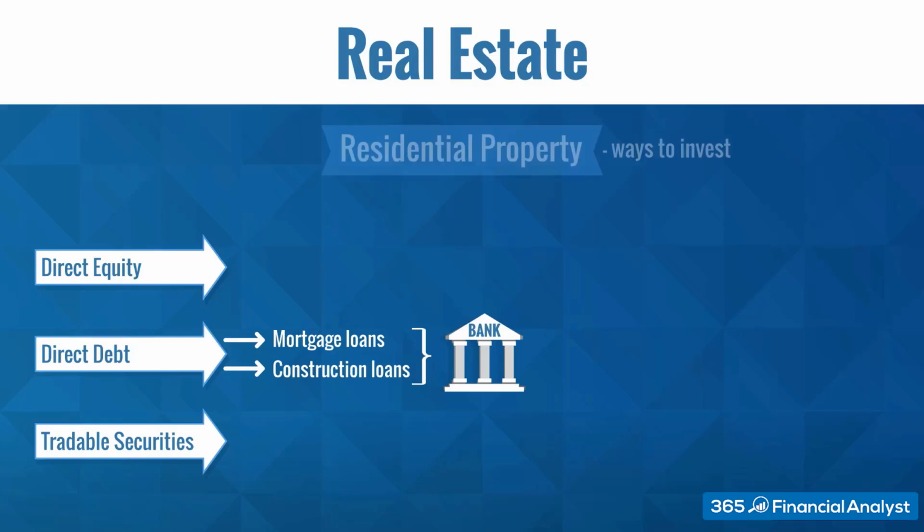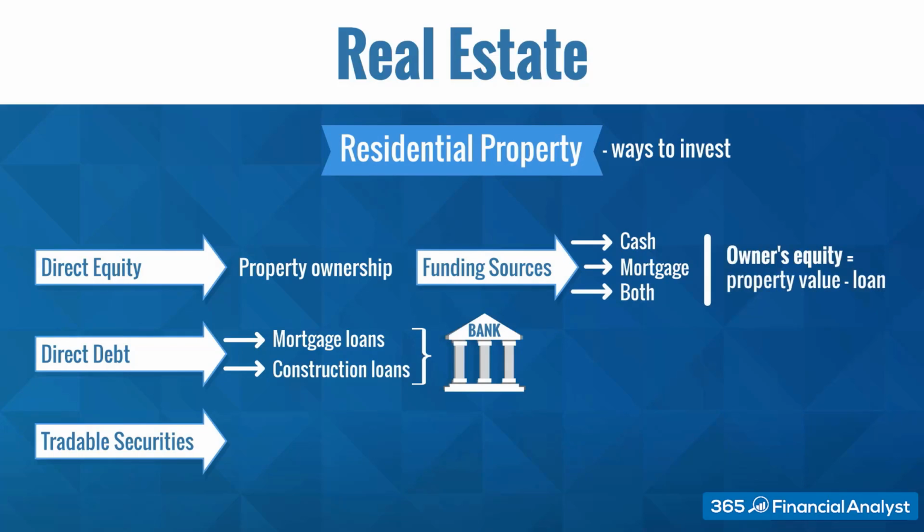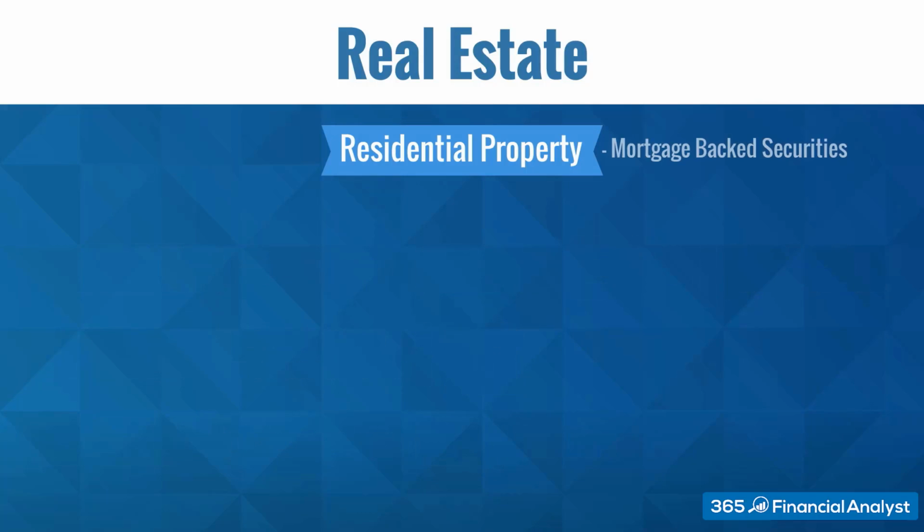Direct investment in residential property can be funded with cash, a mortgage loan, or both. The owner's equity is equal to the property value minus the loan amount. Lenders or issuers hold a direct investment in a whole mortgage loan. They can sell the mortgages they have originated, which can be pooled or securitized. The so-called mortgage-backed securities, or MBS, are an indirect investment in the mortgage loan pool and can be traded publicly.